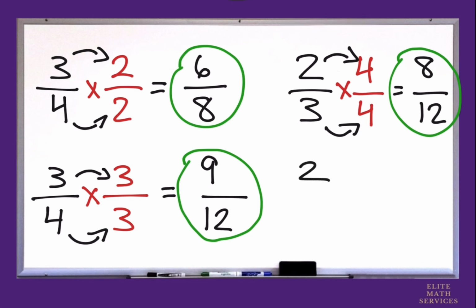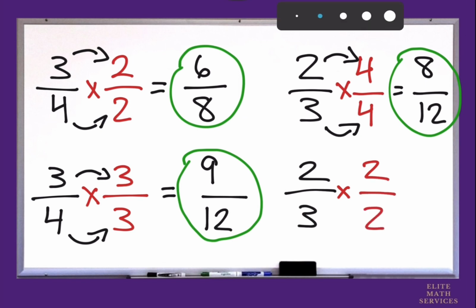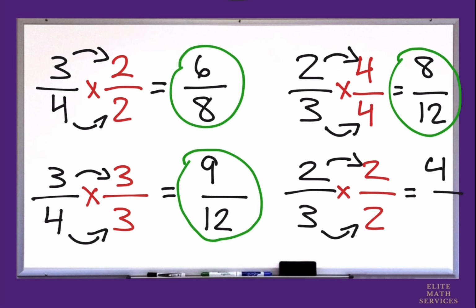We're going to multiply a different whole. This time, we're going to multiply by 2 over 2. When we multiply the numerators, we get 4. We multiply the denominators, we get 6. So another equivalent fraction for 2 over 3 is 4 over 6.